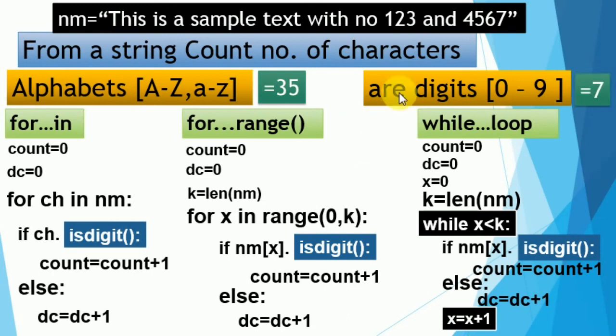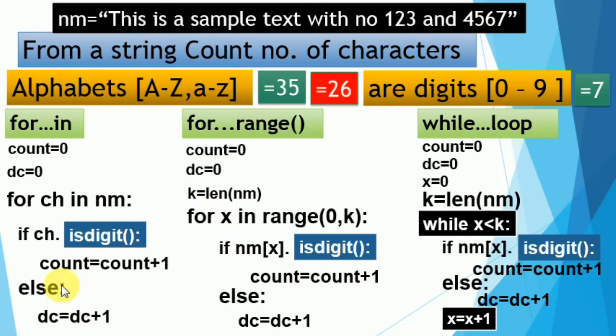If you count 1, 2, 3, 4, 5, 6, 7, digits are correct. But if you count the alphabets, these are 1, 2, 3, up to 26. It means the alphabets are 26. So this code is going to give me the wrong answer.